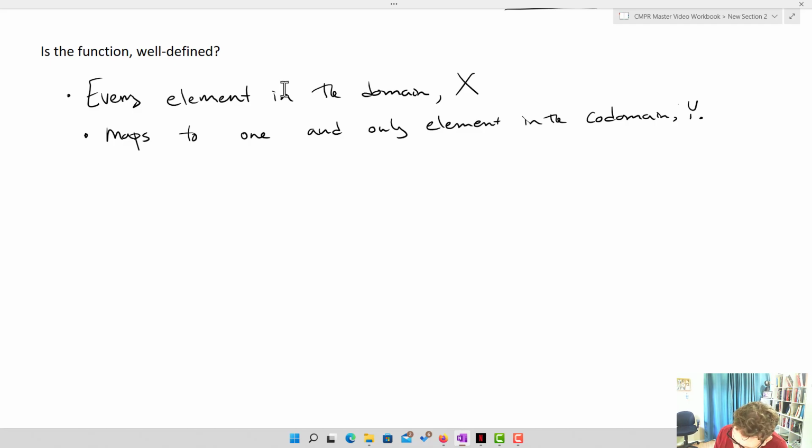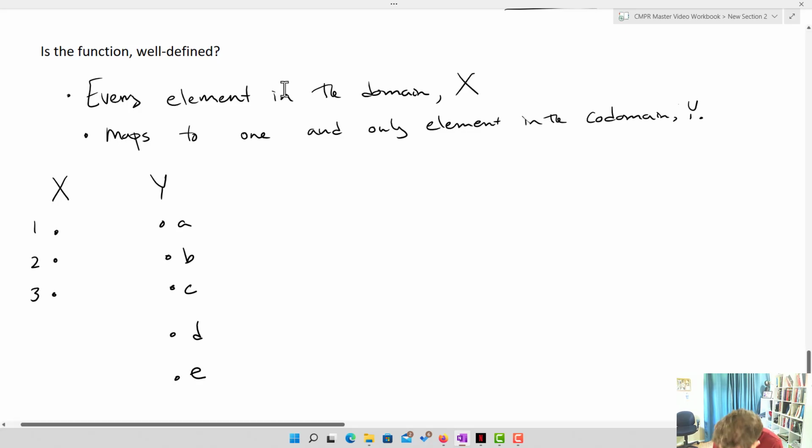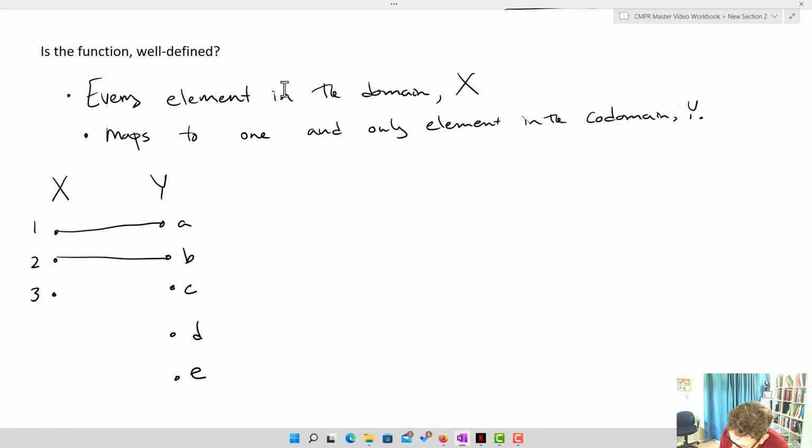So on the one hand, let's say x is 1, 2, 3, and y is A, B, C, D, and E. Now, what I'm going to do is have 1 go to A, 2 will go to B, 3 will go to C, and then I'm also going to take 1 onto D, or 2 onto D, and 2 onto E.